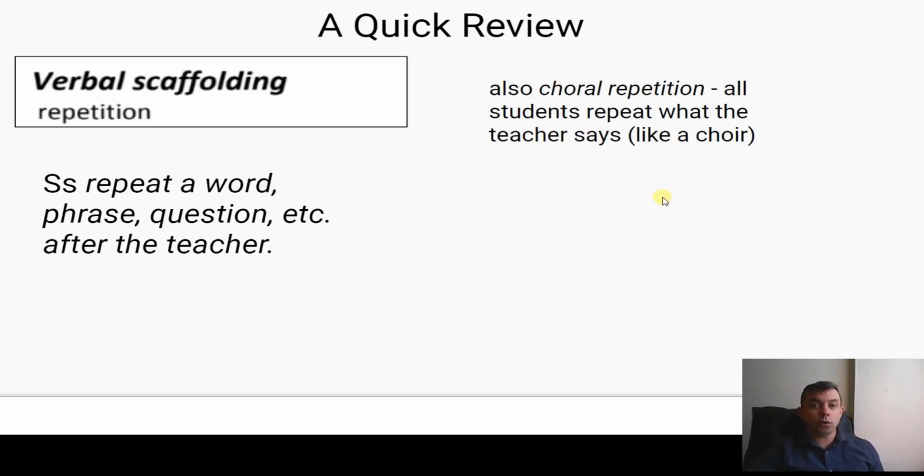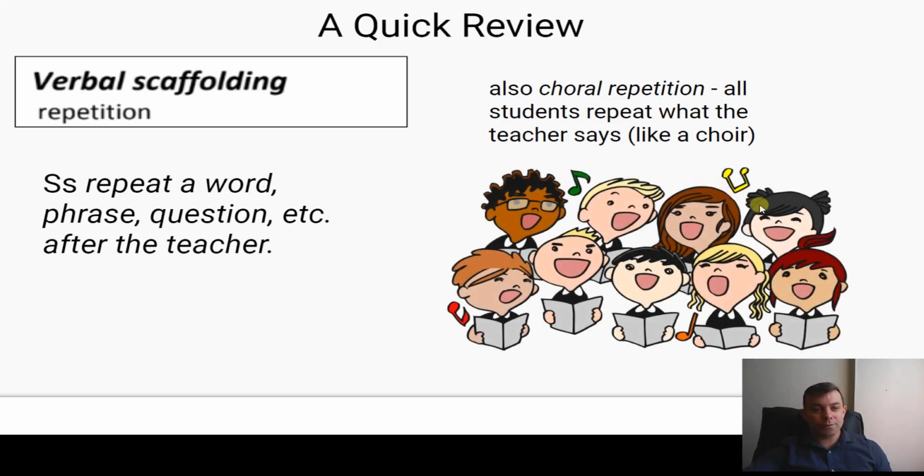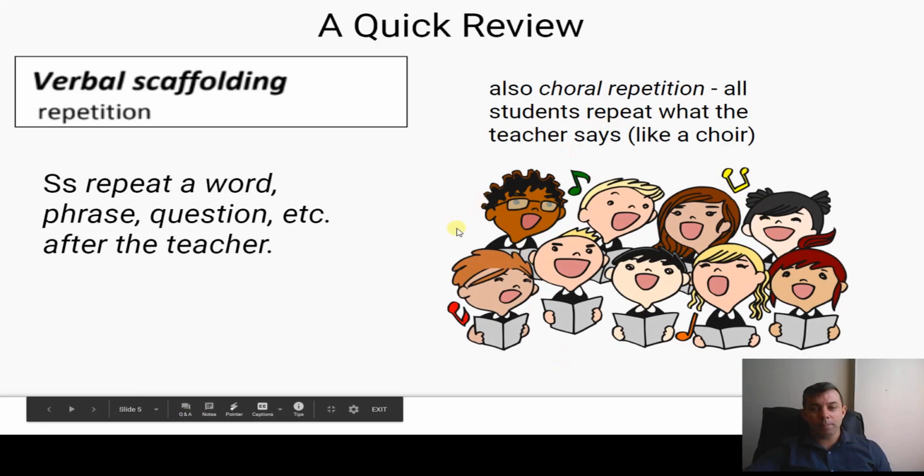Also, you might have heard this expression, choral repetition. That's everyone repeat after me. Everyone repeat after me. So all the students repeat what the teacher says, and that word comes from the word choir. So all your students are repeating in this way.